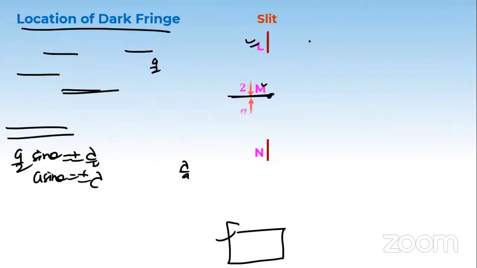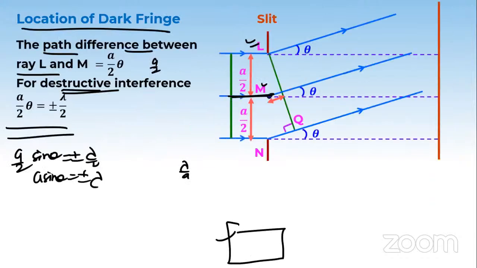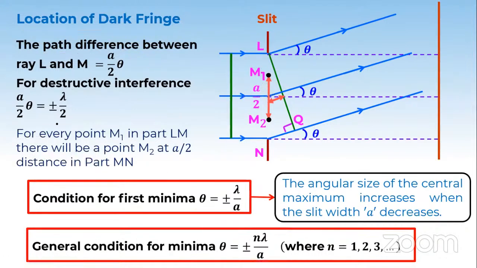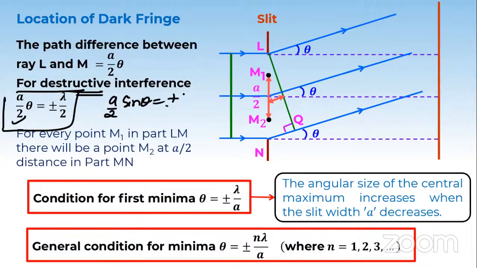Now we are seeing the first minima, the location of dark fringes. So for that we can put the angle to be like this. See, focus on it carefully. For destructive interference, we'll put this. Why are we writing it A by 2 theta? The reason is this: A by 2. Actually, it is like this: A by 2 sin theta plus minus lambda by 2 is the condition for dark fringes.